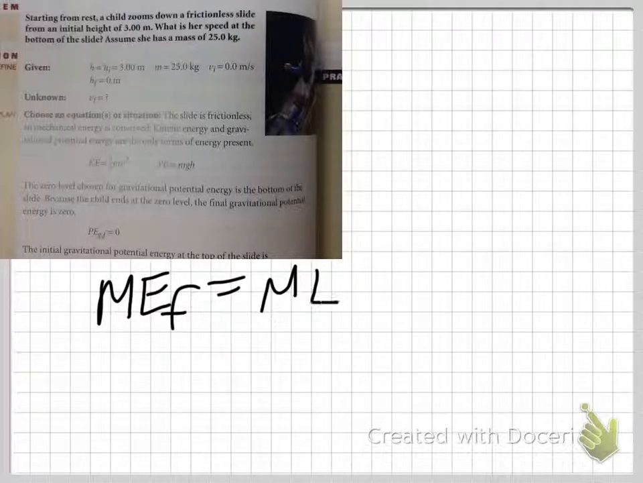So we have a kid coming down a frictionless, of course it's frictionless, slide from 3 meters. What is her speed at the bottom of the slide? Assume that the child has a mass of 25 kilograms. So here's what we're going to use. Mechanical energy final is equal to mechanical energy initial.